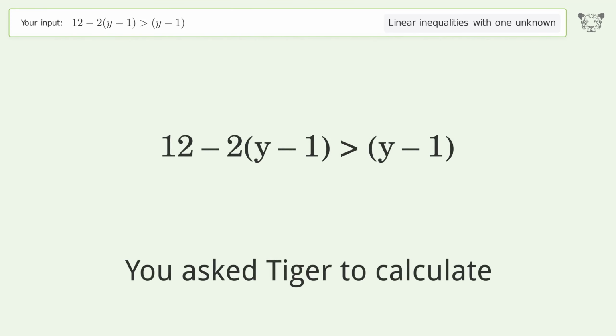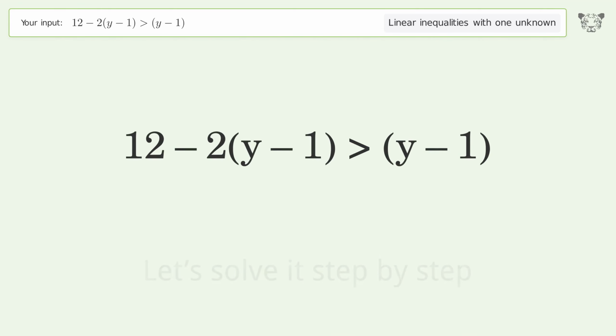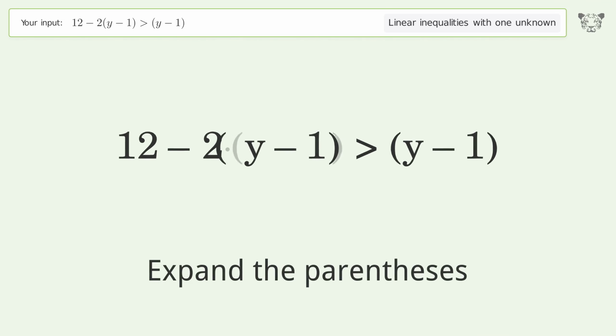You ask Tiger to calculate. This deals with linear inequalities with one unknown. The final result is y smaller than 5. Let's solve it step by step. Simplify the expression. Expand the parentheses.